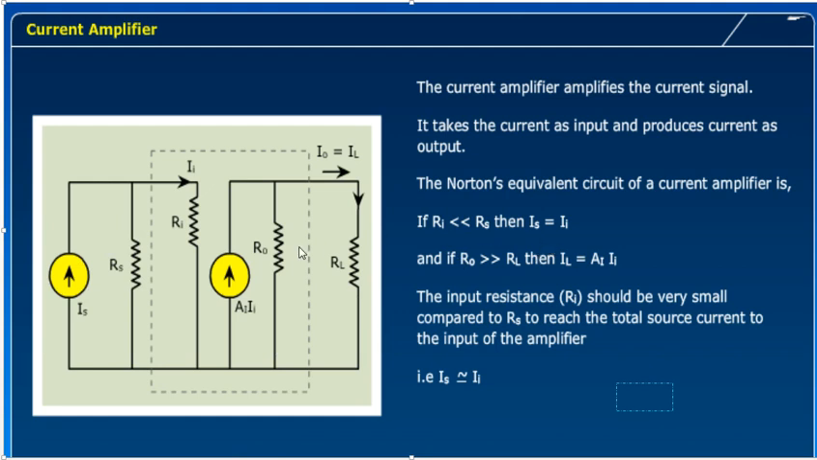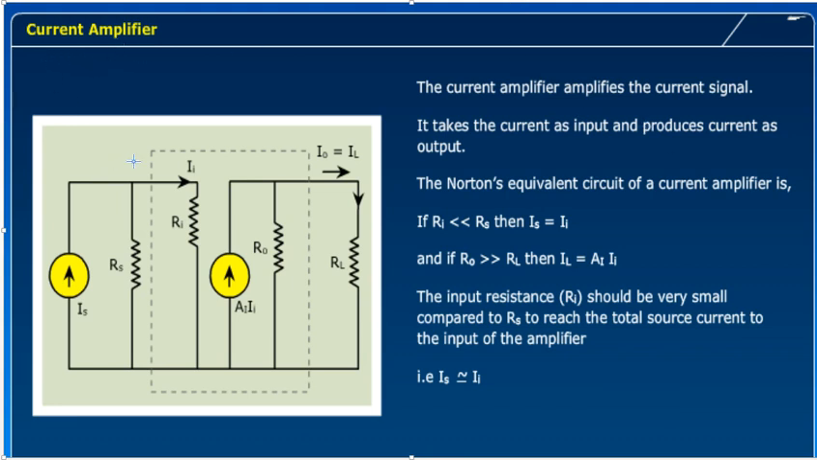In this case, the input resistance of the amplifier, Ri, is less than Rs. Then only the current Ii flowing through your Ri is equal to Is. Here we can apply the current division rule. When applying the current division rule, we get Ii equal to Is times Rs.